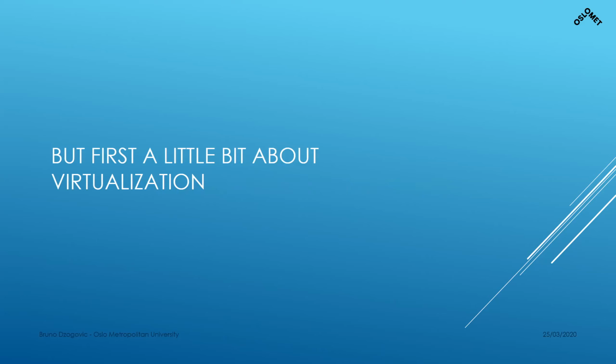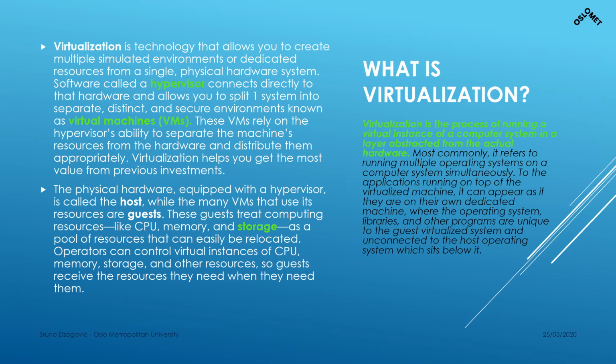Before we proceed with Docker, I'm going to talk a little bit about virtualization, because of course virtualization is the most important part of everything. I don't know if you've had a class before where this was covered, but I will cover it anyway, as it's good to repeat and to cover some stuff that's probably missed. So what is virtualization? It's the process of running virtual instances of a computer system in a layer abstracted from the actual hardware. So I believe that most of you have tried VirtualBox or VMware or some of the more famous hypervisors.